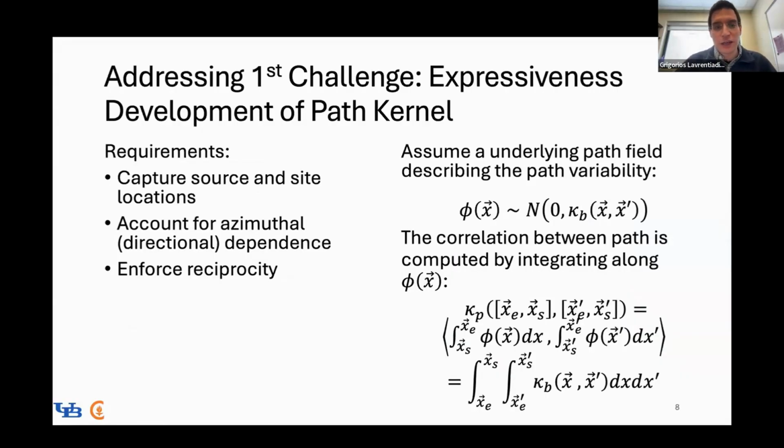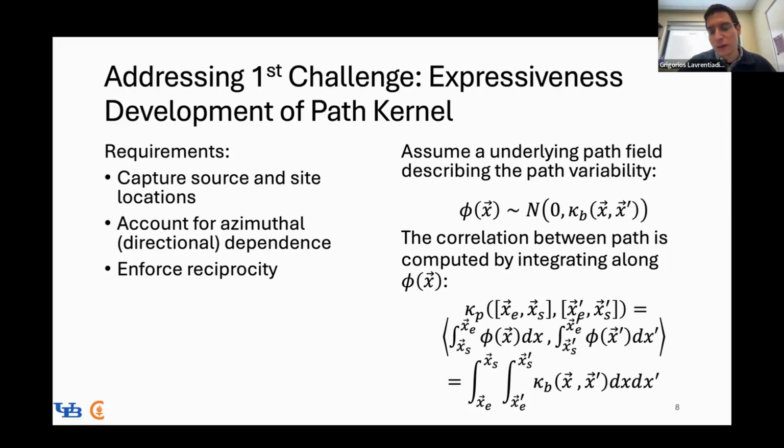To address the first challenge, we focus on better characterizing the non-ergodic path effects. We did that by developing a new kernel that explicitly captures the correlation between vectors that represent these paths. In this development, we wanted to make sure that it captures the dependence of the path effects on the location of the source and the site, the azimuthal dependence, but also that it has a number of physical constraints, such as enforcing reciprocity.